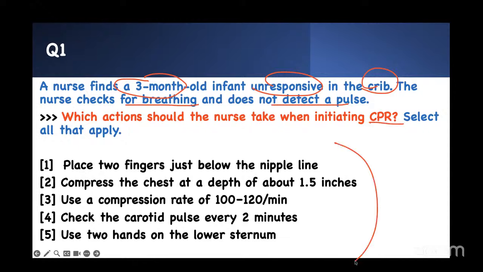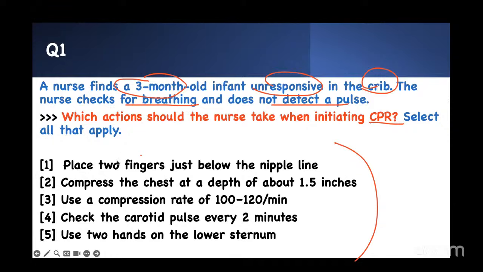Which of these do you think is appropriate? 2 fingers on the kid, just below the nipple line. Compress the chest at the depth of about 1.5. Use a compression rate of 100 to 120. Check the carotid pulse every 2 minutes. And then what? 2 hands on the lower sternum. What do you want to do? What do you think? Put down your answer in the comments. Let me know. But which answer choice is right? What do you think? Of course, he's a kid. No hands.